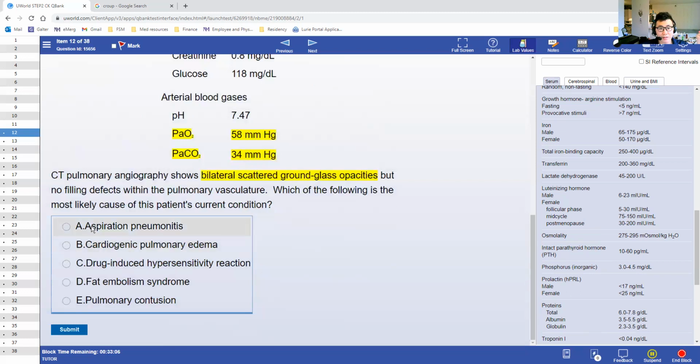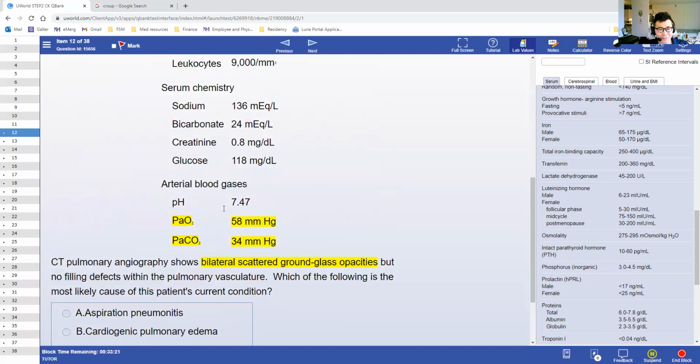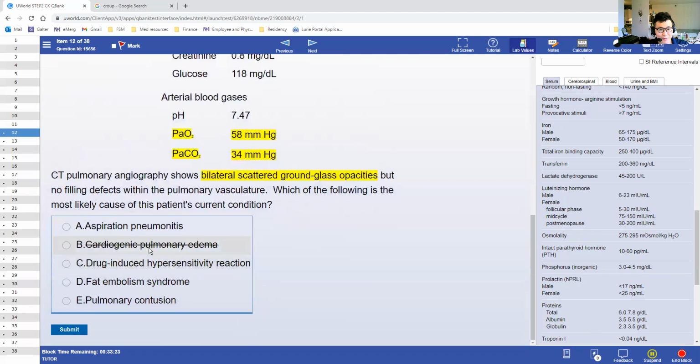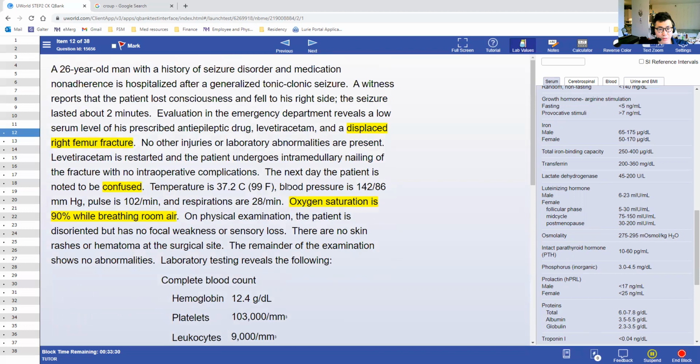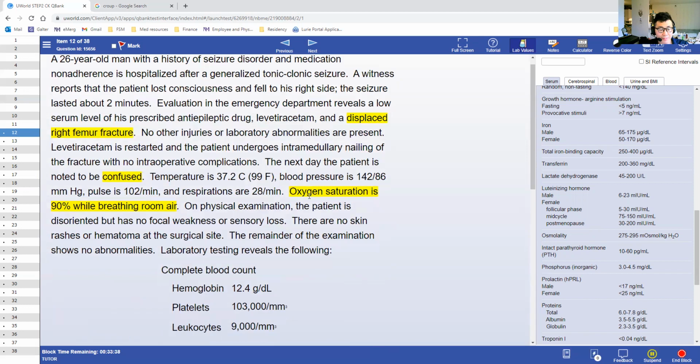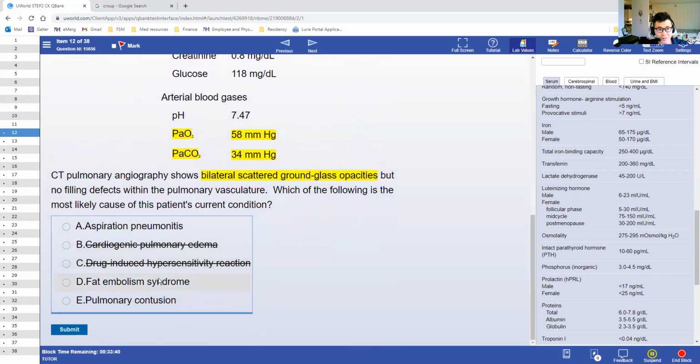Aspiration pneumonitis, yeah, I'm kind of concerned about that. Not really super likely to cause bilateral ground glass opacities, but possibly. Cardiogenic pulmonary edema, no, it'd be way different. Drug-induced hypersensitivity reaction, I doubt it's going to happen that quick. It doesn't seem like an airway issue to me, and he's not having any rashes or anything. So it's kind of unlikely to me. It's also not going to present as confusion.